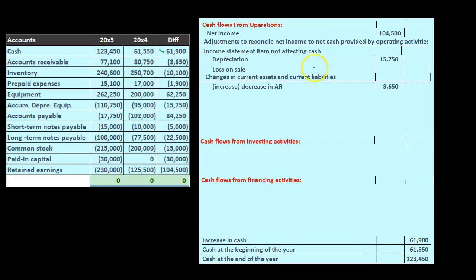So we've gone through this from top to bottom. We're working through basically the operating cash flows from operating first, the indirect method. So we started off with the net income, then we made our adjustments.